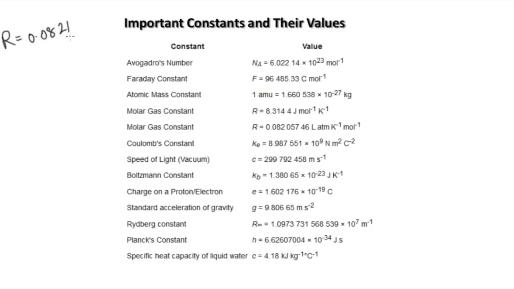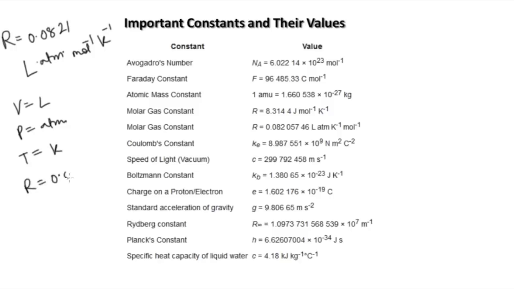0.0821 or 0.083. This is when you have units of liter atm, when the volume is in liter, pressure is in atm, per mole and per Kelvin, that means temperature should be in Kelvin. So when volume is in liter, pressure is in atm, and temperature is in Kelvin, you have R equal to 0.0821. So this is one of the forms.